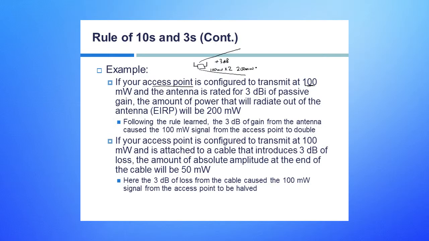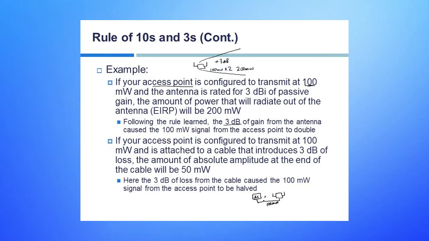Now, with this rule, as we said before, if we increase by 3, we double. If we decrease by 3, we halve it. So then let's say my access point now, let's make a new one. And this one here says that the transmitter, that's the AC power, is sending 100 milliwatts to the antenna. I should have just drawn that as an antenna, but nonetheless.